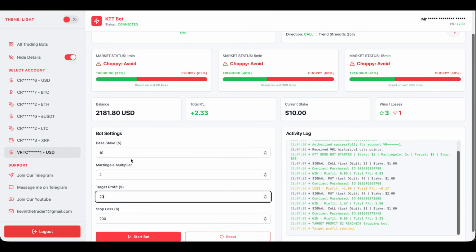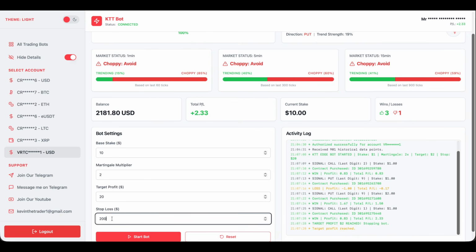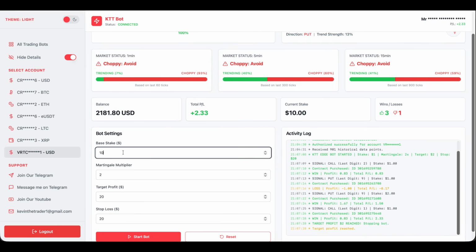So sometimes I see some traders use 10 as a base stake, and they only have like $50 or $20 for this stake. If this is 10, your stake is $10 and your stop loss is 20, that means you're staking more than 50% of your account, and that is detrimental, right? So you should stake only 5% to at most 10% of the stake.